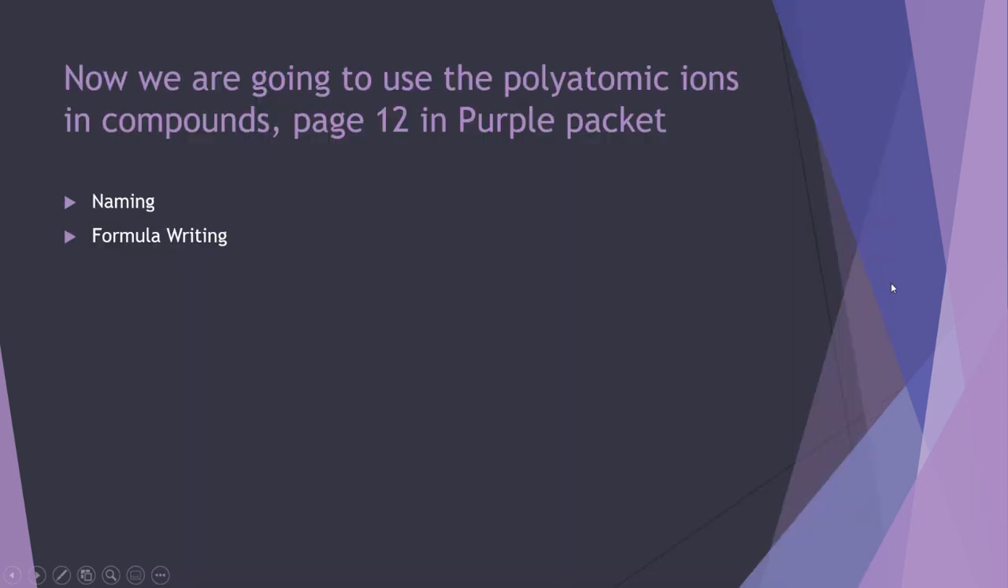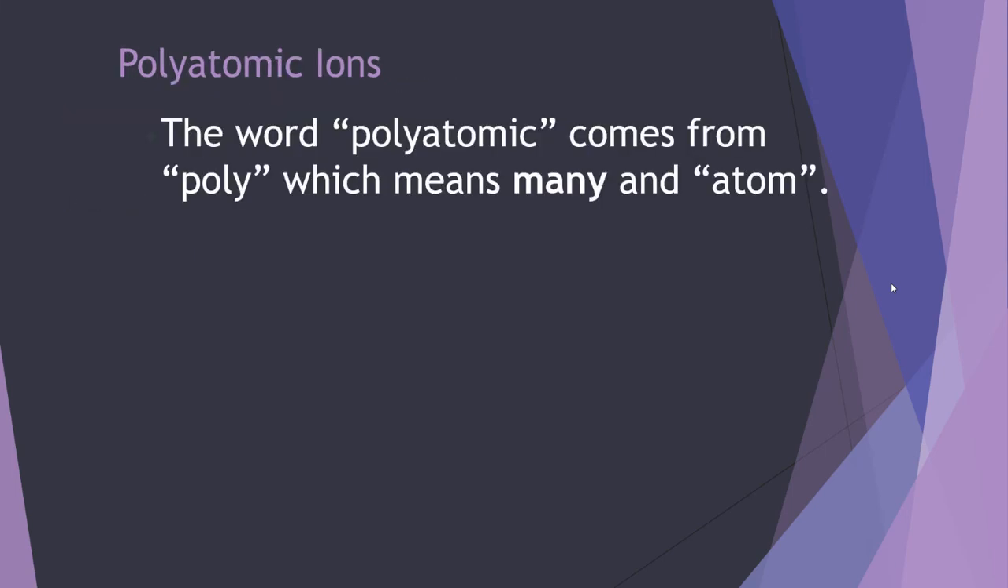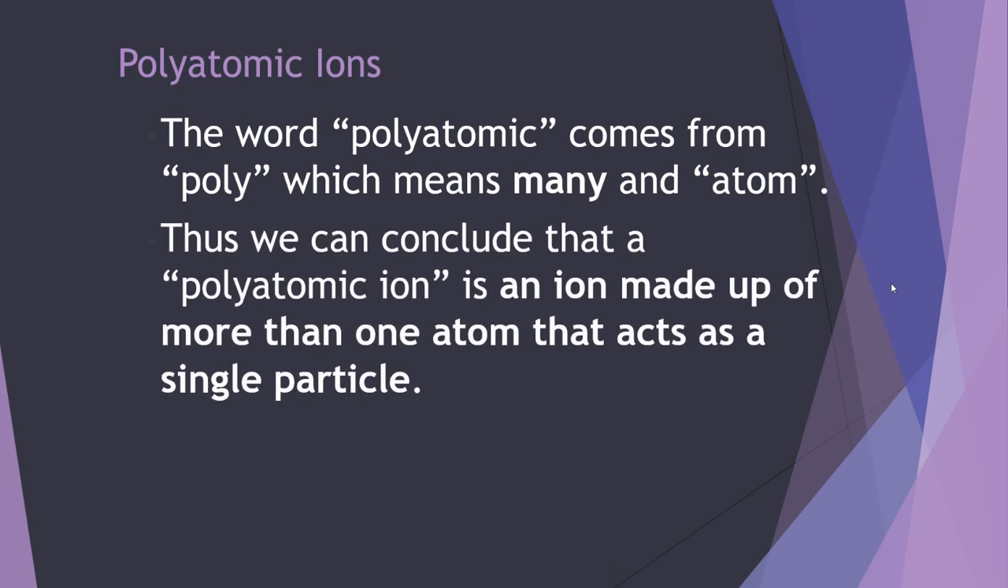All right. So now we're going to use polyatomic ions and compounds, which starts on page 12 in your purple packet. We're going to do some fill-in, and then we'll be wrapping up. Okay, so the word polyatomic ion comes from poly, which means many, and atom. So we can conclude that a polyatomic ion is an ion made up of more than one atom that acts as a single particle.